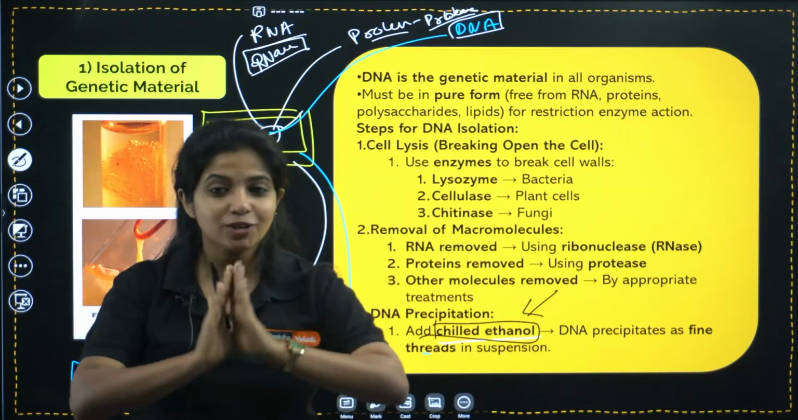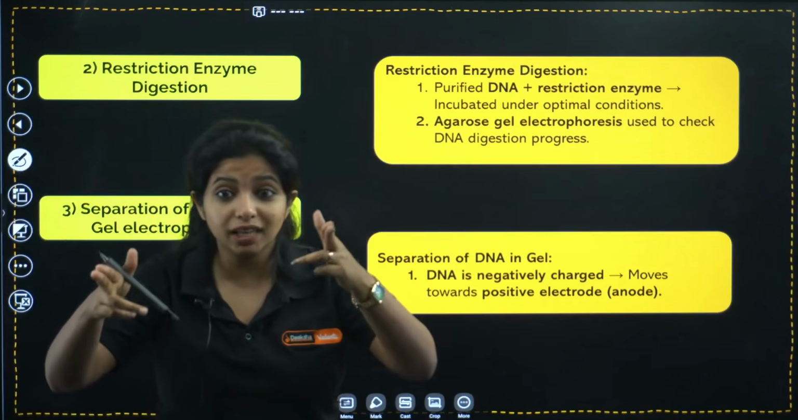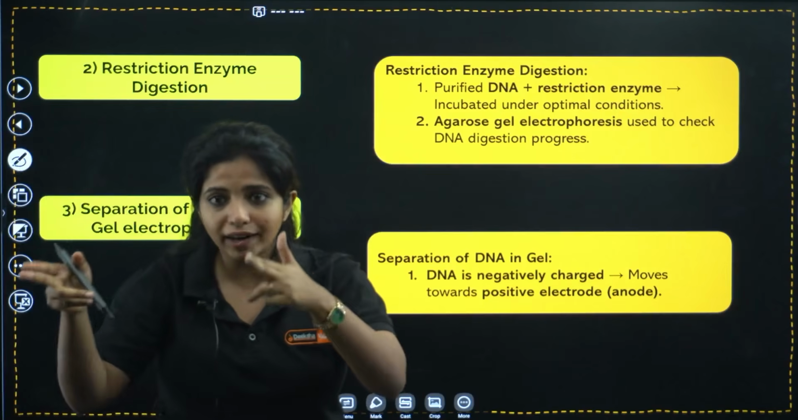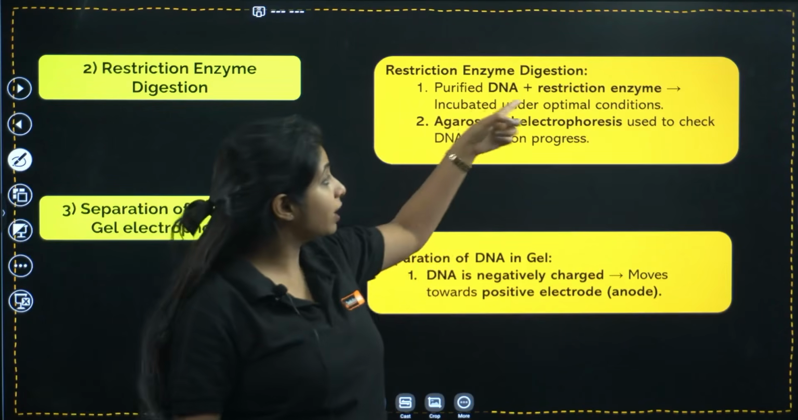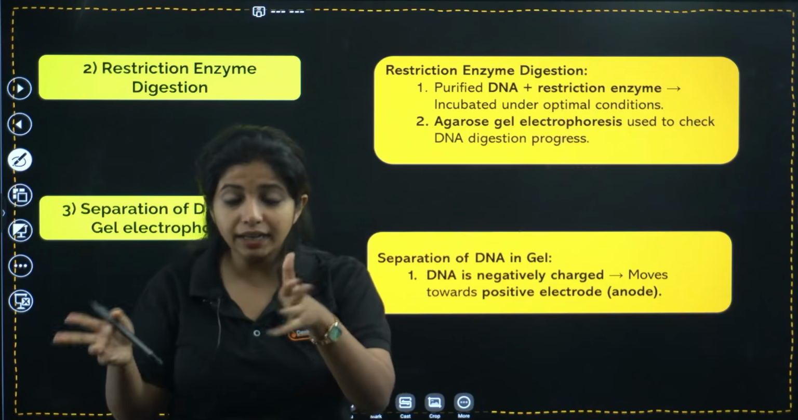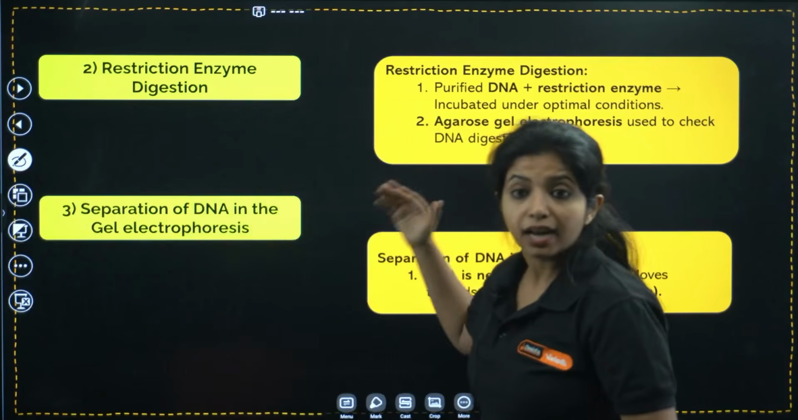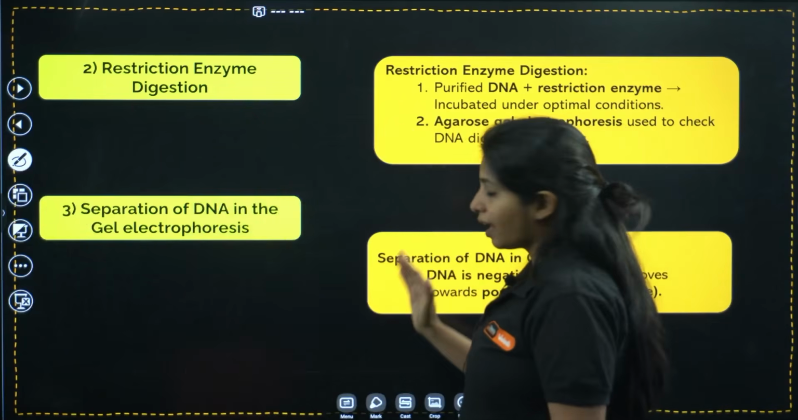Okay. So isolation of genetic material done? Done, ma'am. Okay. After isolation, what do you do? Restriction enzymes you use for cutting. Okay, for cutting you use restriction enzymes. So purified DNA plus restriction enzymes incubated under optimal conditions. You cut it. After cutting, what do you do? Basically, you want to separate the DNA according to the length, right? So use gel electrophoresis, about which we have already studied.